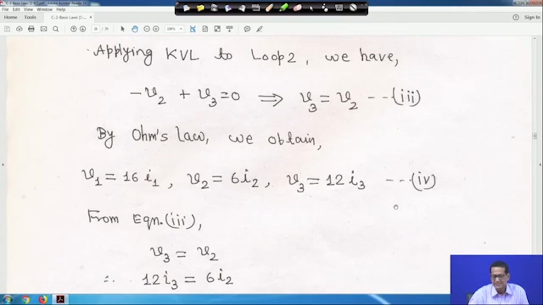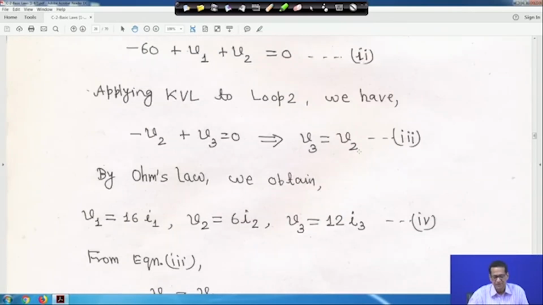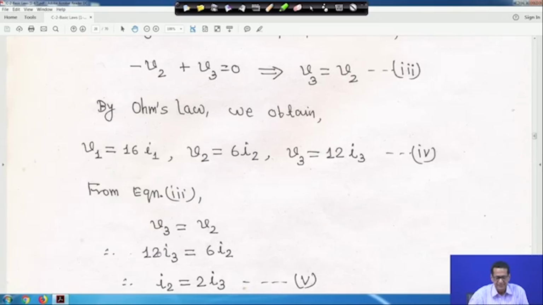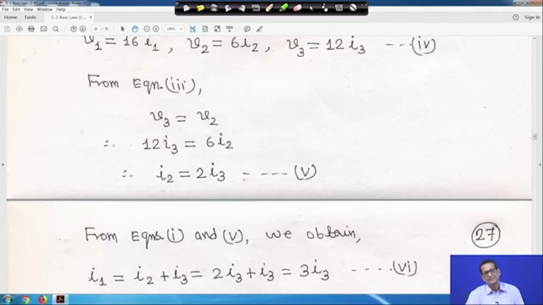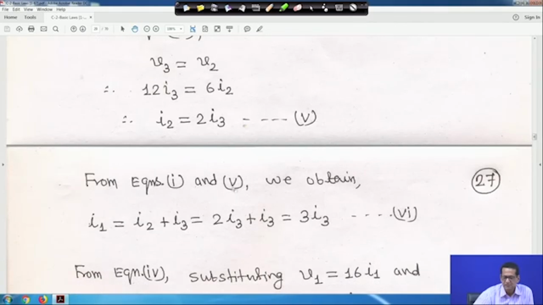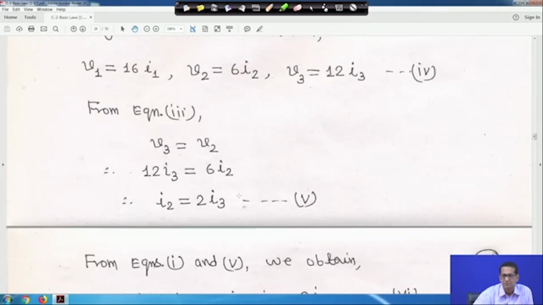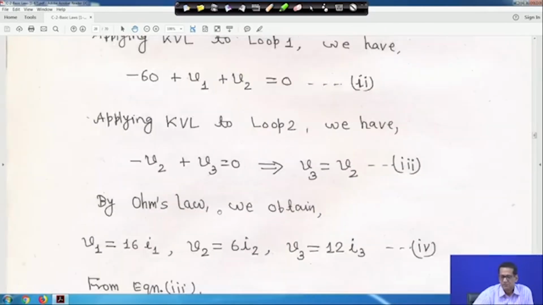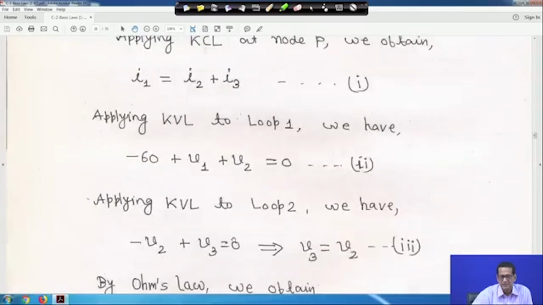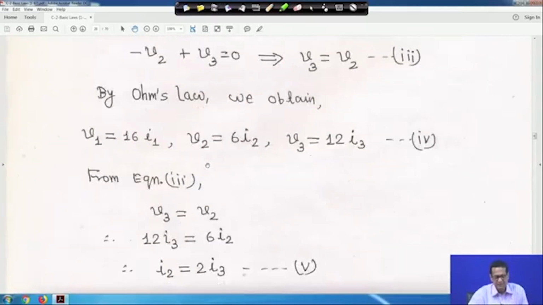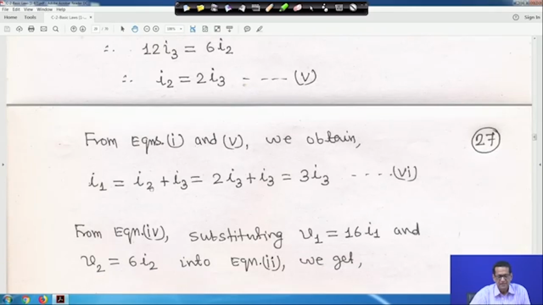Now, from equation 3, V3 is equal to V2. That means 12 I3 equals 6 I2, so we have a relation: I2 is equal to 2 I3. The way you solve linear equations, you have to make it this way. So, from equations 1 and 4 we obtain equations 1 and 5. Equation 1 is I1 equal to I2 plus I3, and equation 5 is I2 equal to 2 I3. Putting I2 equal to 2 I3, I1 is equal to 3 I3, right.